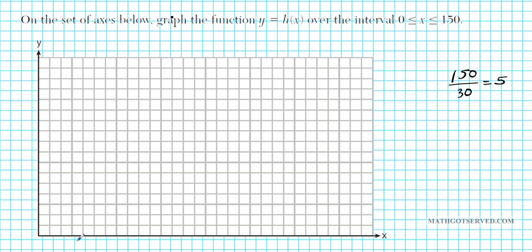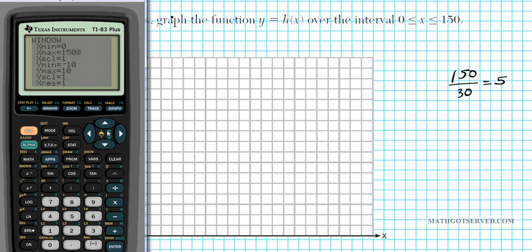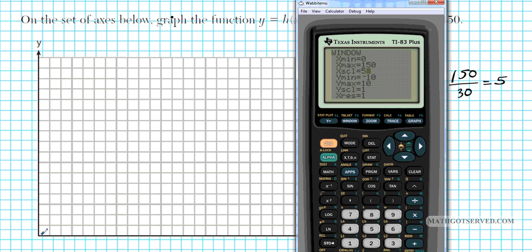So each tick mark here will be 5. Let's go ahead and put that in our calculator. So let's scale it by 5. Now the y, we know that the y goes as low as what? 0. It doesn't go below 0. So the y minimum is 0. Now y max, this is a complicated part. We do not know what the maximum is. There are different ways we can do this, but I'm going to draw the graph first, and then you see the problem, and then we'll use our tables to figure out the best way to set it up. Okay, so let's go ahead and graph it.